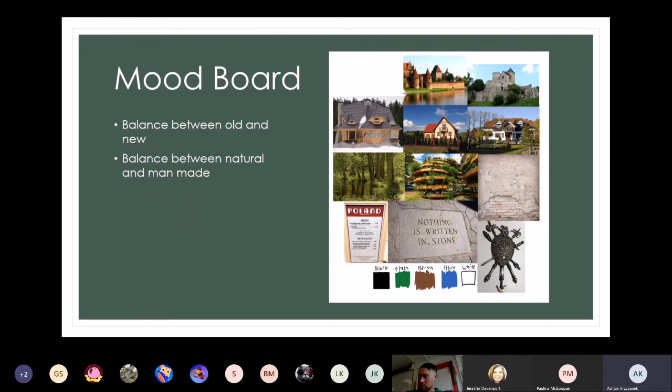So the mood board. I went for the balance between old and new and the balance between natural and man-made. As you can see, there are a lot of stone structures, but there are still forests and naturally growing trees all around.